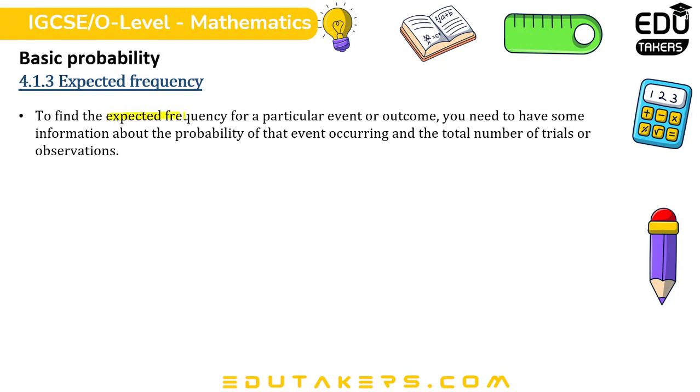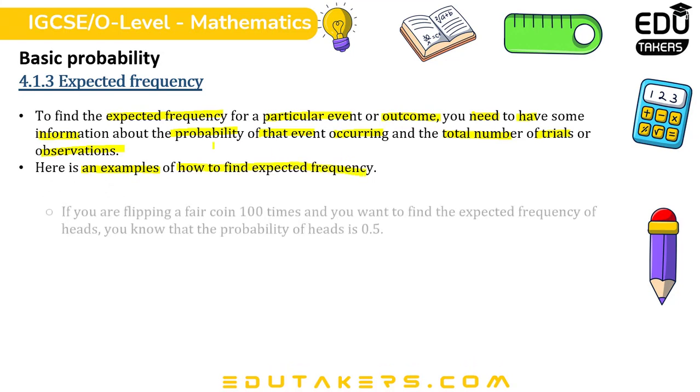To find the expected frequency for a particular event or outcome, you need to have some information about the probability of that event occurring and the total number of trials or observations. Here is an example of how to find expected frequency.